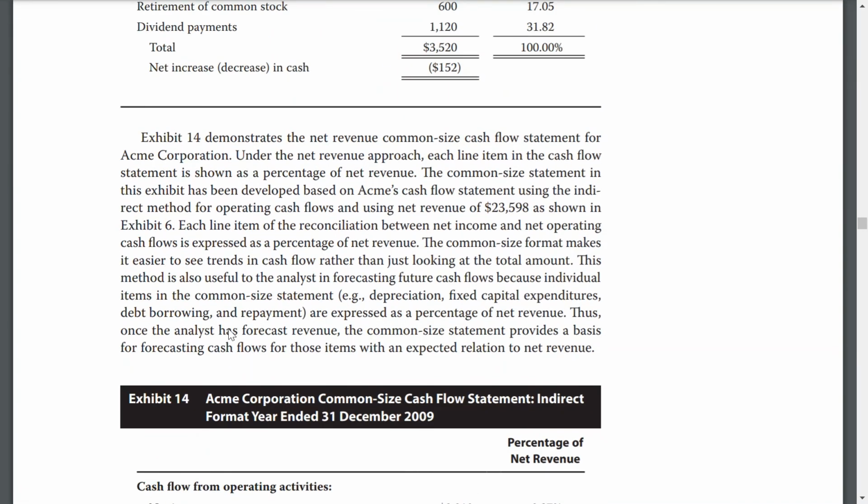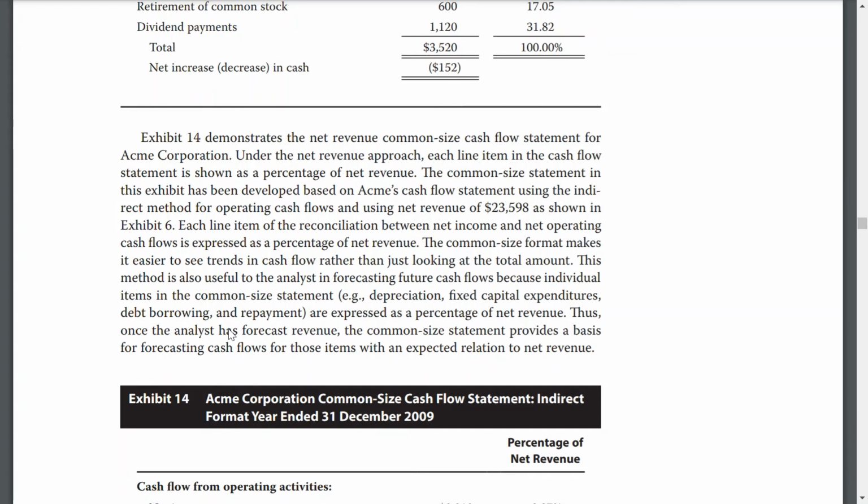Exhibit 14 demonstrates the net revenue common size cash flow statements for Acme Corporation. Under the net revenue approach, each line item in the cash flow statement is shown as a percentage of net revenue. The common size statement in this exhibit has been developed based on Acme's cash flow statements using the indirect method of operating cash flows and using net revenue.